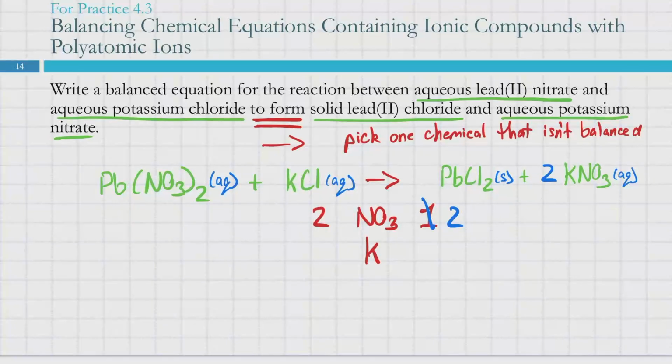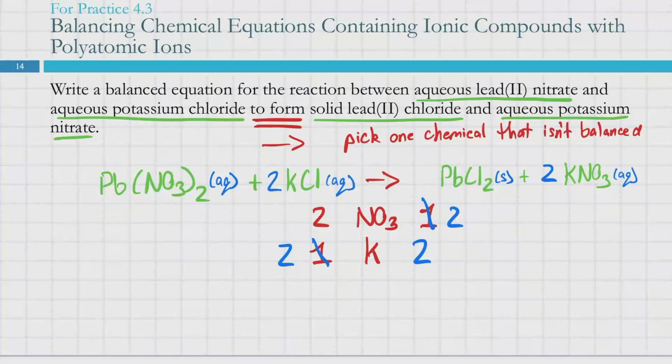How many potassiums do we have now on the right side? 2, because of this coefficient of 2 that we put in front of it. How many do we have on the left side? 1. To get those to balance, we need a coefficient of 2 in front of our KCl on the left side. So now our potassiums are balanced. When we added this 2 in front of our KCl, what's the other chemical that changed?